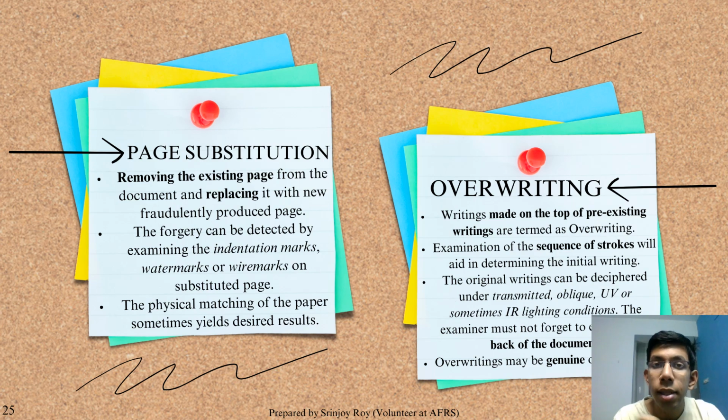Overwriting: if I write something on top of another thing, that is known as overwriting. Check the sequence of strokes, check the pen pressure, whether the alphabets were thick or thin, and throw this paper under transmitted light, oblique light, UV light, IR light. These are the ways used to detect overwriting.